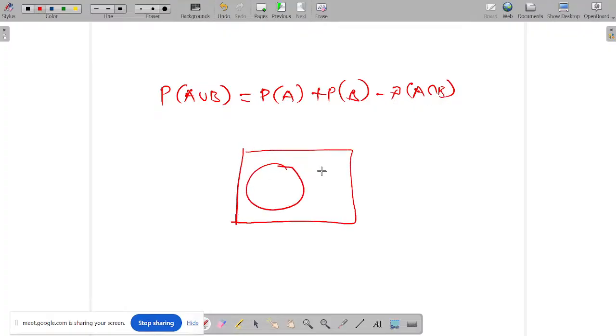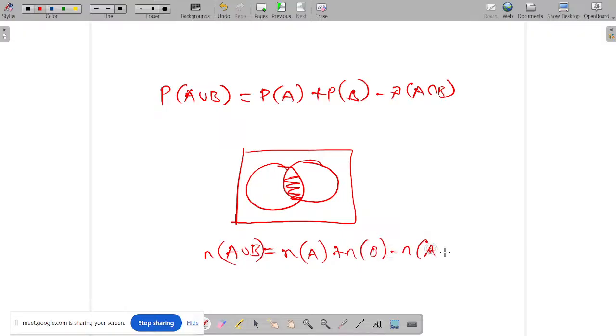Remember, this is whole of A, this is whole of B. When you're considering A union B, you will not take the repetition twice. So the same thing we are doing here. Earlier, we were taking the cardinal number: N of A union B equals N of A plus N of B minus N of A intersection B. So this was a theorem over there. Here, when we talk about the probability, the same thing applies. When we talk about union, we say it's an addition theorem.